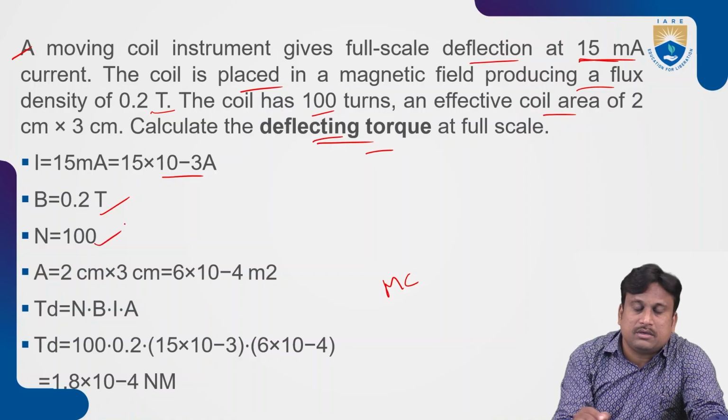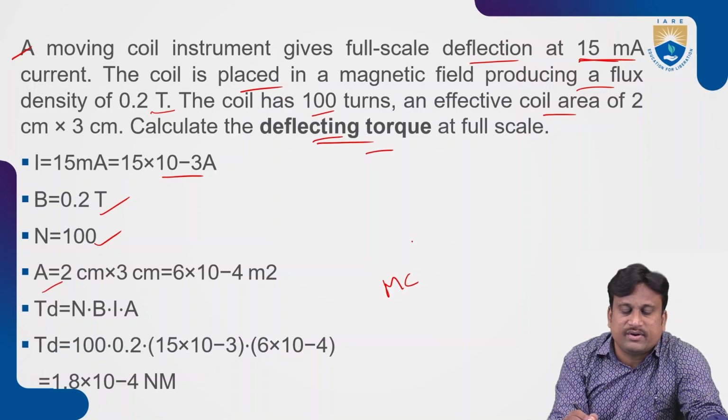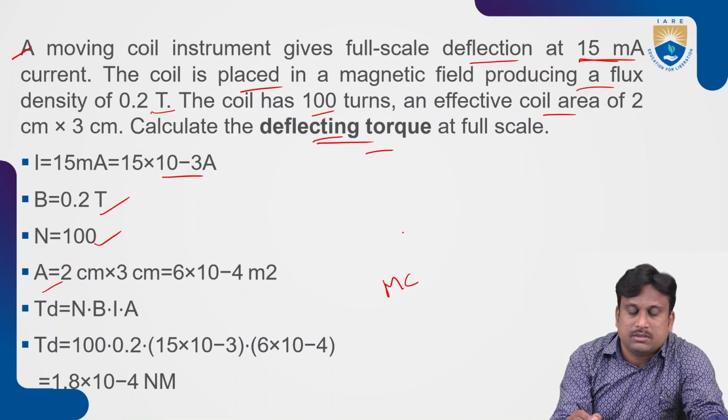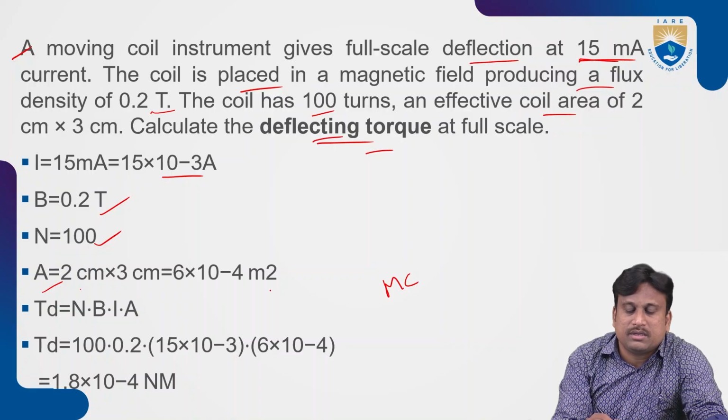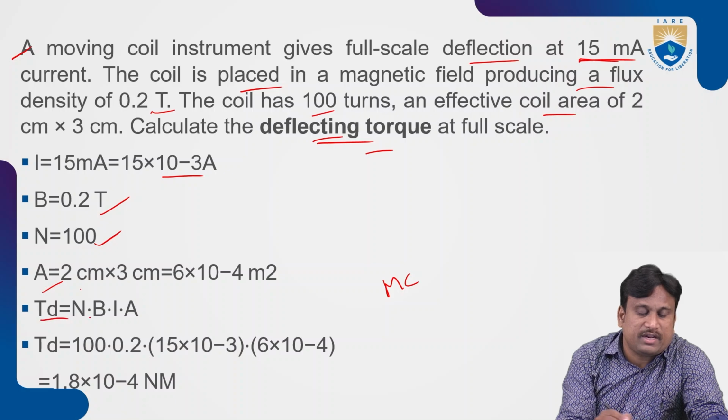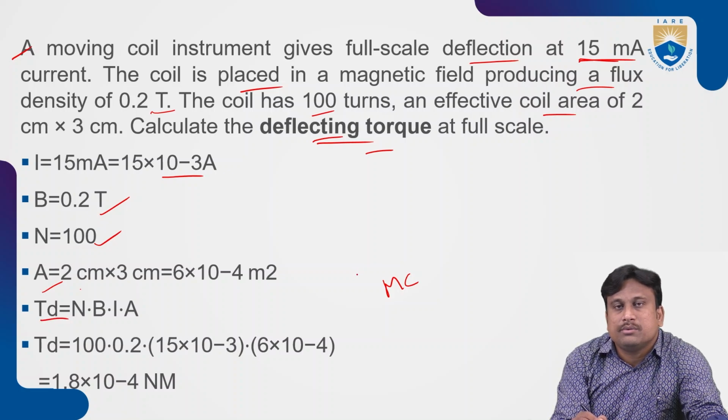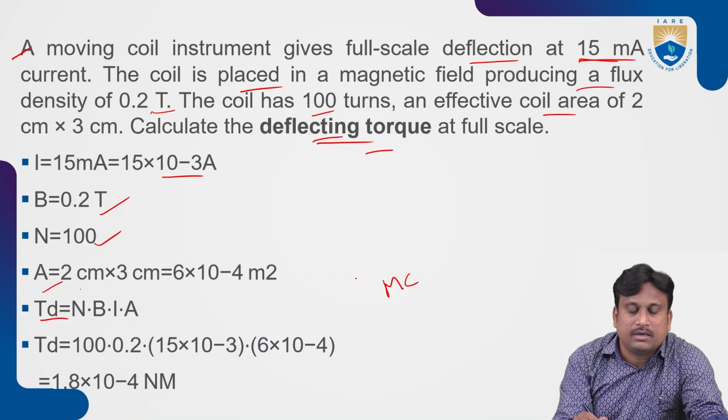And the number of turns given is 100. The area of cross section is given as 2 centimeters into 3 centimeters, so that is about 6 centimeters square, so 6 into 10 power minus 4 meters square. And the deflecting torque is N into B into I into A. This is about the deflecting torque.